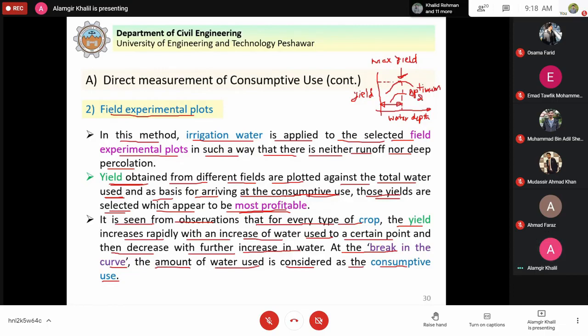Optimum depth. So this is what it says. It is seen from observations that for every type of crop, the yield increases rapidly with an increase of water use to a certain point. You can see here up to this point here, and then decreases with further increase in water. So at the break in the curve, you see after this, the curve moves in the downward direction. The amount of water used is considered as the consumptive use.